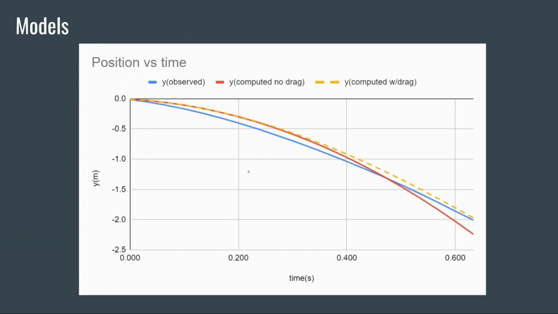So here's our graph. We have the observed, the no drag, and with drag. As you can see, our two models with drag are a bit more upwards than our one with no drag, which makes perfect sense because drag is obviously going to slow it down.